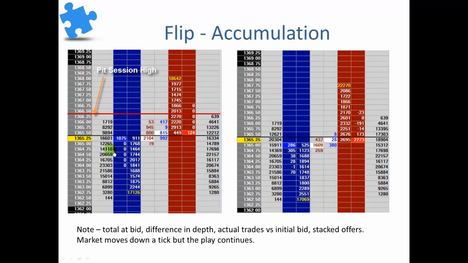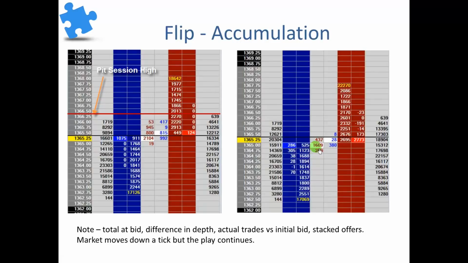And then we can see, if we look at the next level down, 65, we previously had 12,000 contracts. Now we've got 15,000 contracts. So we can see another 3,500 contracts traded in 1365. So it's going down.